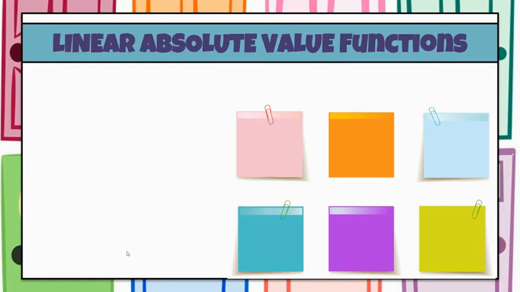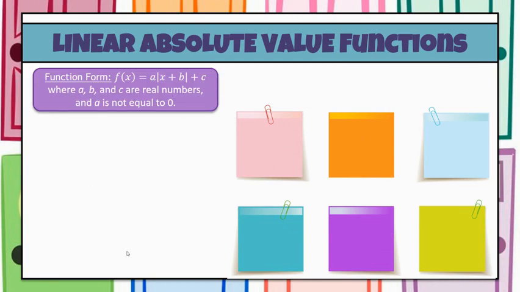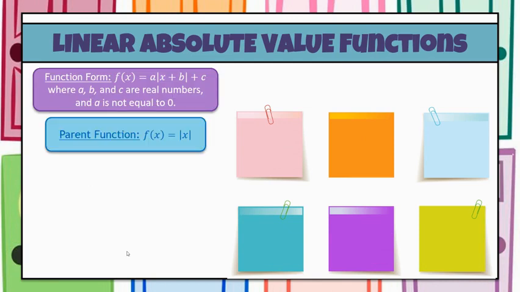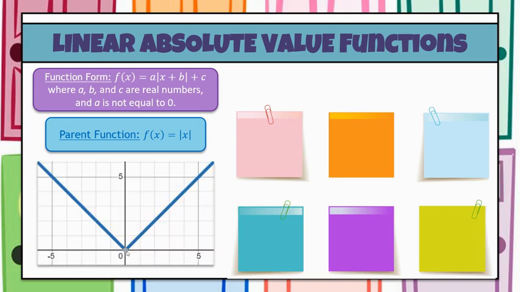Okay, linear absolute value functions, we will talk about these the least. You just have to know them and know what they look like, but you'll actually dive into how they work more in Algebra 2. So a linear absolute value function is f of x is equal to a times the absolute value of x plus b, plus c, where a, b, and c are real numbers, and a is not equal to 0. The parent function, or the original function, is f of x is equal to the absolute value of x. And that graph looks like a sharp V, and it has an x and y intercept of (0, 0). That is the parent function.